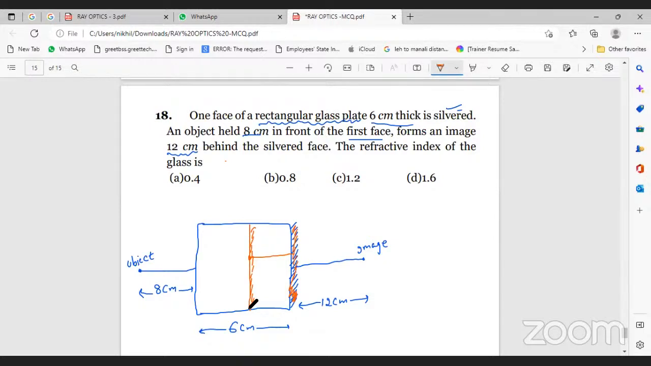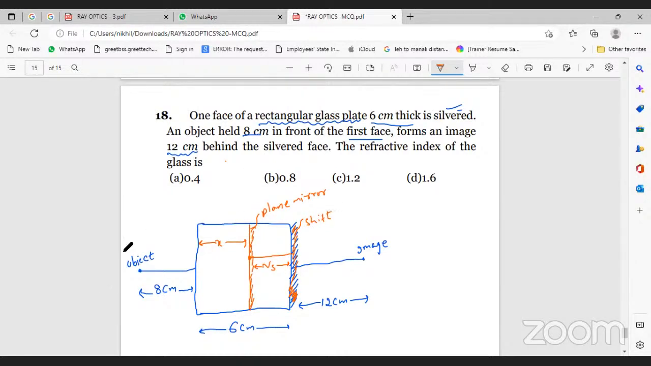So there will be a shift in the silver face. What is that shift called? Normal shift. What is the apparent depth? X. X is the apparent depth. Correct? So it looks like the plane mirror gets shifted. So the silver face gets shifted. That silver face will shift because of the normal shift.